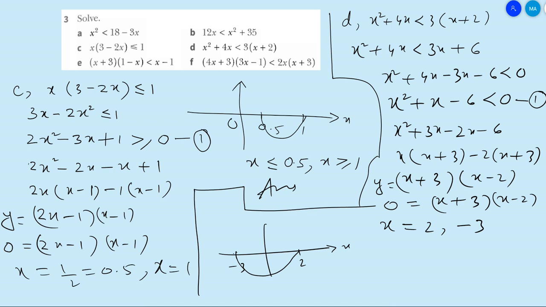Kindly keep in mind, this is just a rough curve. Maybe it is wrong. But just to get an overview and think about what the answer should be, I draw the curve roughly. Now, because there is a less than sign in equation number 1, we have to take the answer from minus 3 to 2. So our answer should be x greater than minus 3 and x less than 2. This is our final answer of part D. Come to part E.